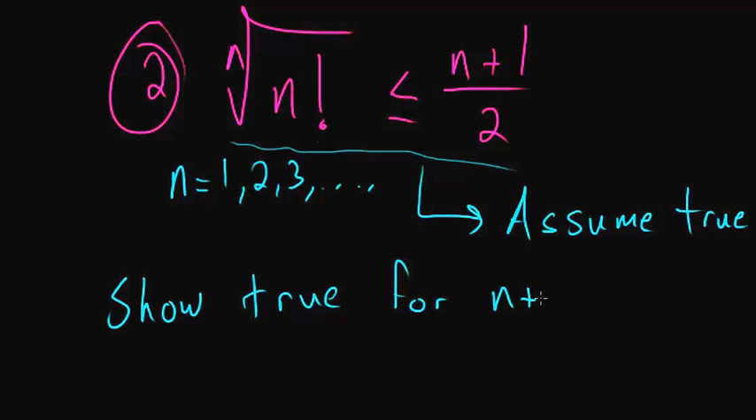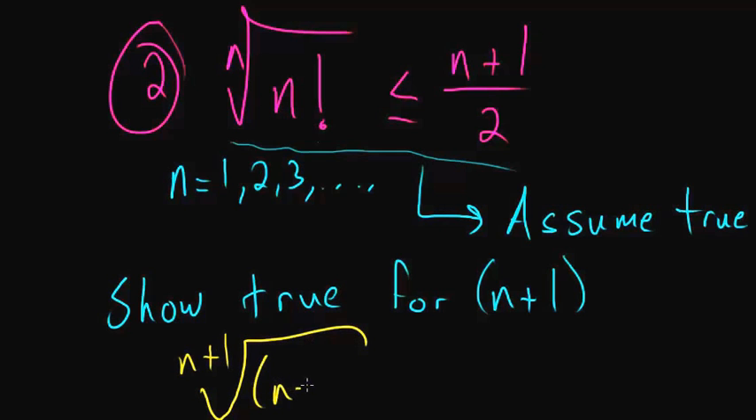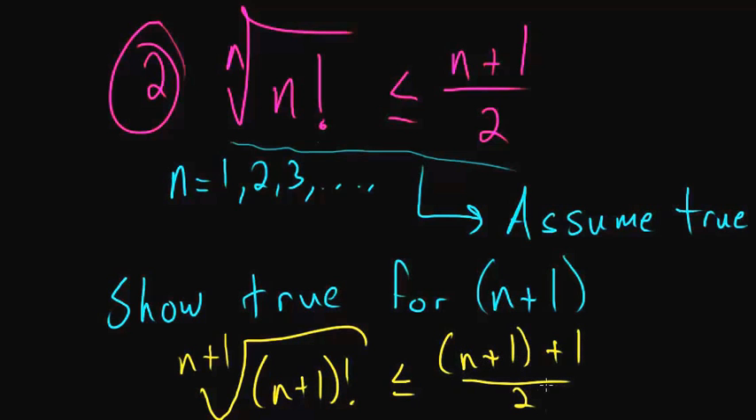So all I'll need to do next is show that it's true for n plus 1. Substitute it in anywhere you see an n value. Or in other words, that the n plus 1 root of n plus 1 factorial is less than or equal to n plus 1 over 2. This problem is a fair amount trickier than the first one, and to prove this, we'll need to start with the left-hand side.